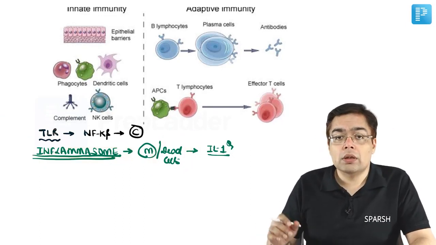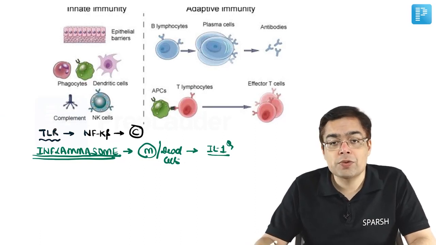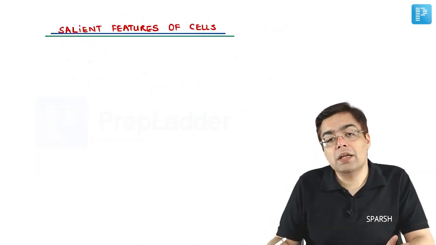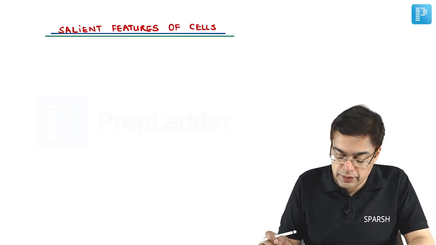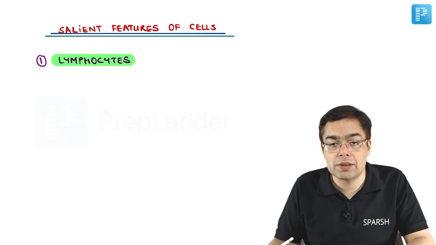Now, talking about the next important component, the different types of cells which play a very important role in the activation of the immune system. Two important categories of cells about which salient features are commonly asked in the exam. One is the lymphocytes, and second would be the antigen presenting cells.